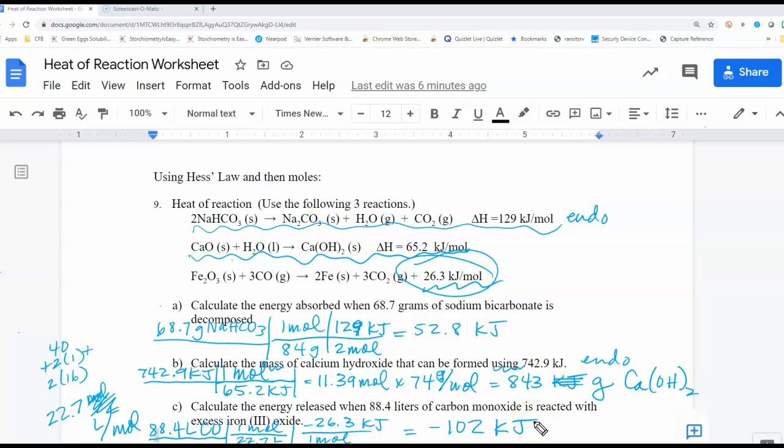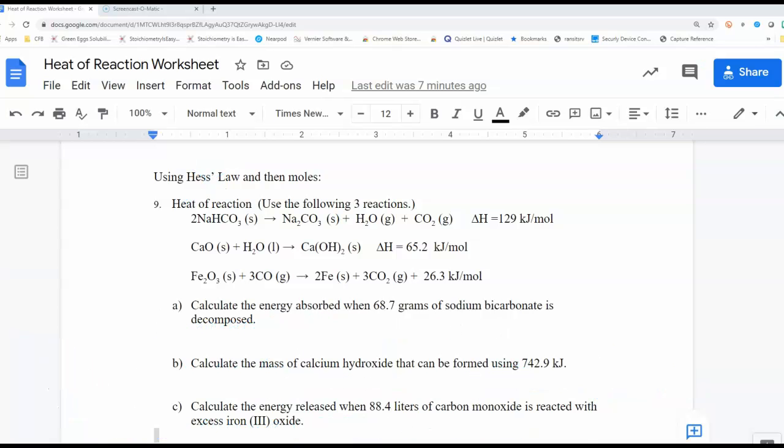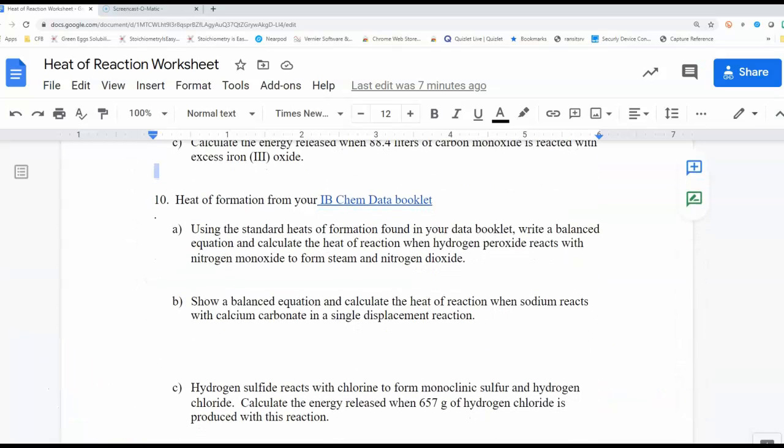Okay, so let's go back to this overall. I'm not sure why this was labeled Hess's law, because none of these are actually related to each other as an additional Hess's law sort of thing. So I don't think that this was a good example of Hess's law. I think that this was just more moles calculations. Okay, everybody, let's go ahead and move on to the next part.